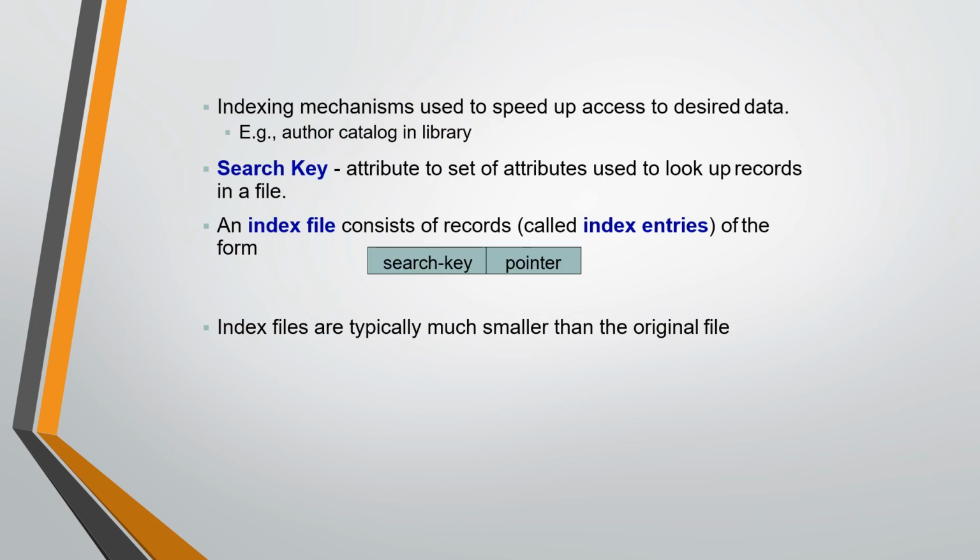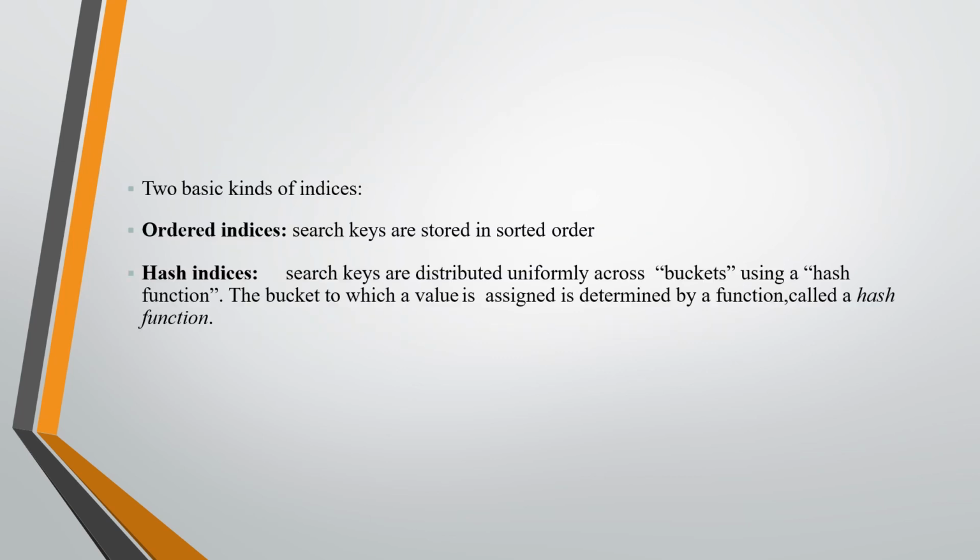Indexing mechanisms are used to speed up access to desired data. And the search key: what is a search key? It is an attribute or set of attributes used to look up records in a file. An index file consists of records of the form search key, pointer. Index files are typically much smaller than the original file.